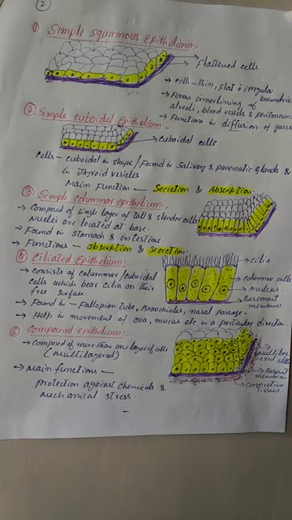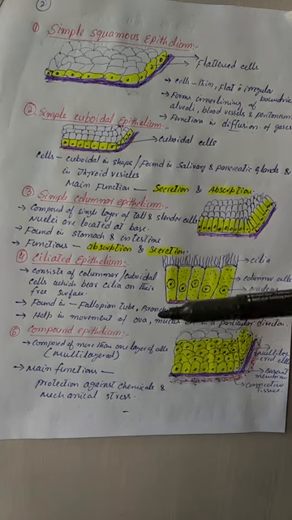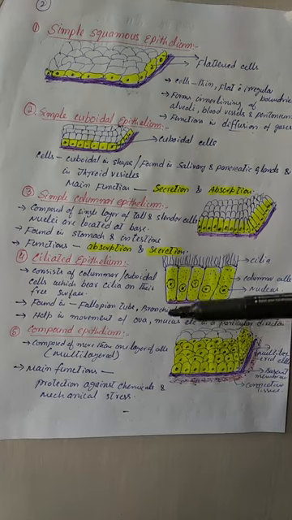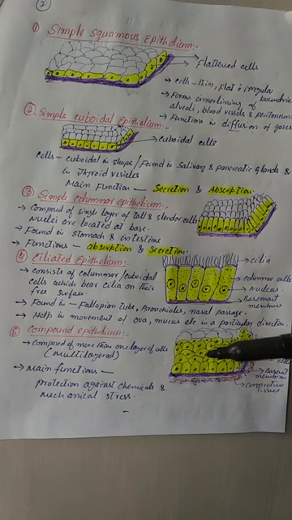Now, lastly, we will understand about the compound epithelium. The compound epithelium consists of more than one layer of cells. The main function of compound epithelium is to provide protection against chemical and mechanical stresses.